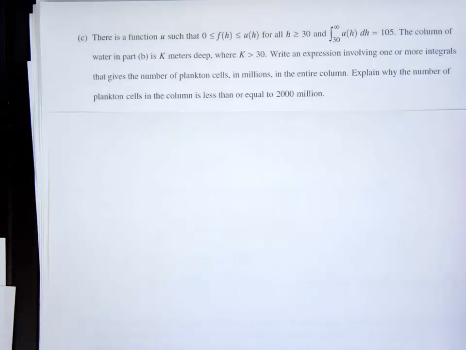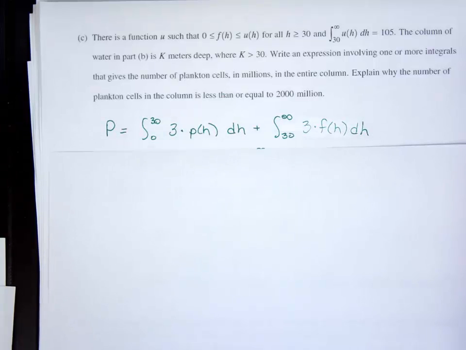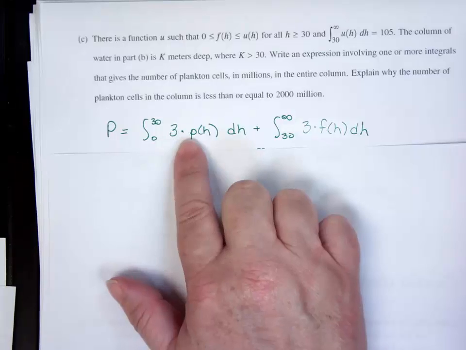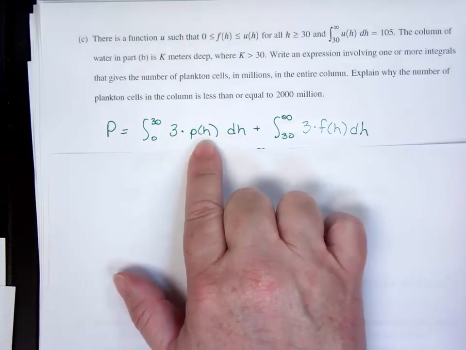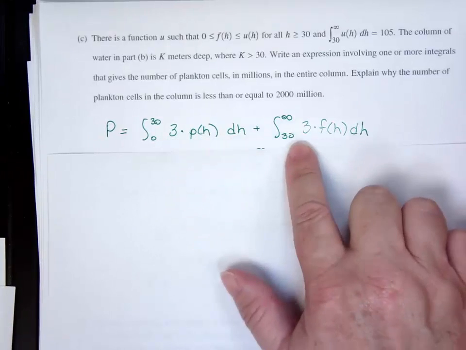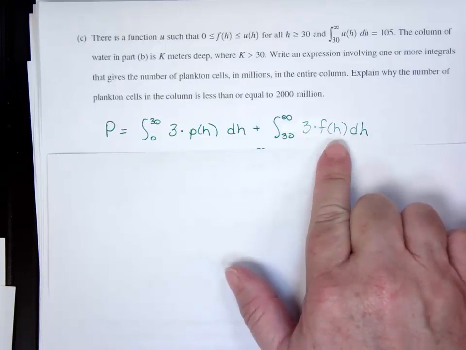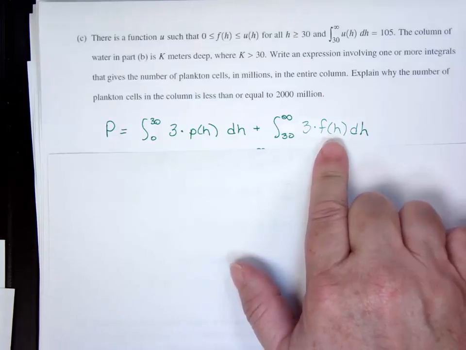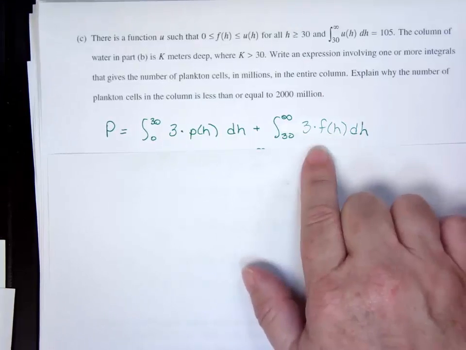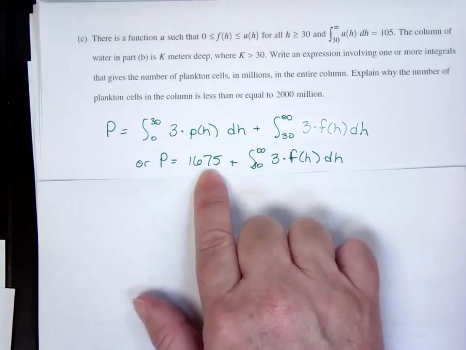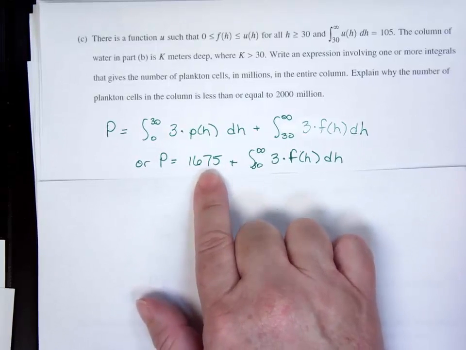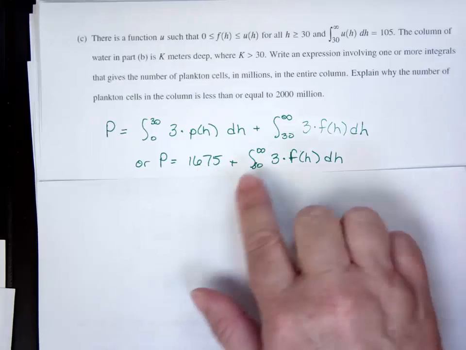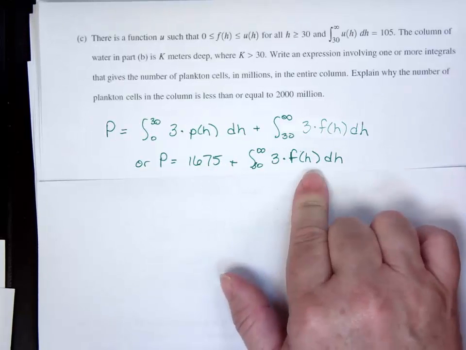So, first of all, we have two integrals. We have down to the depth of 30, 3 times p of h, which is what we did a minute ago. And then we have 30 to infinity of 3 times f of h, because f of h defines the density beyond 30 meters. So what you could do is you could write it this way, or you could go ahead and substitute in the value we got in part B, which was 1675. So then it's 30 to infinity of 3 times f of h dh.